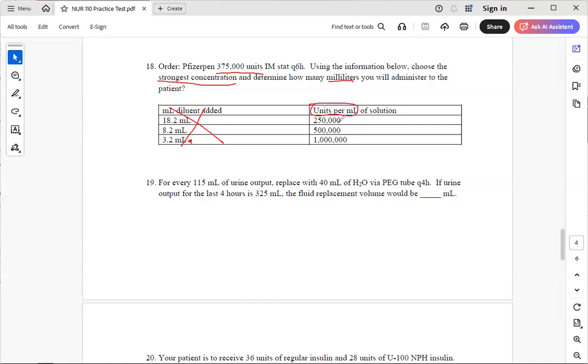So 250,000 units per ml is less concentrated than 500,000 units per ml, which is less concentrated than 1,000,000 units per ml. So this is actually our strongest concentration right here. And that correlates with the least amount of water added, but I'm already given the units per ml, so I just need to know what that is.